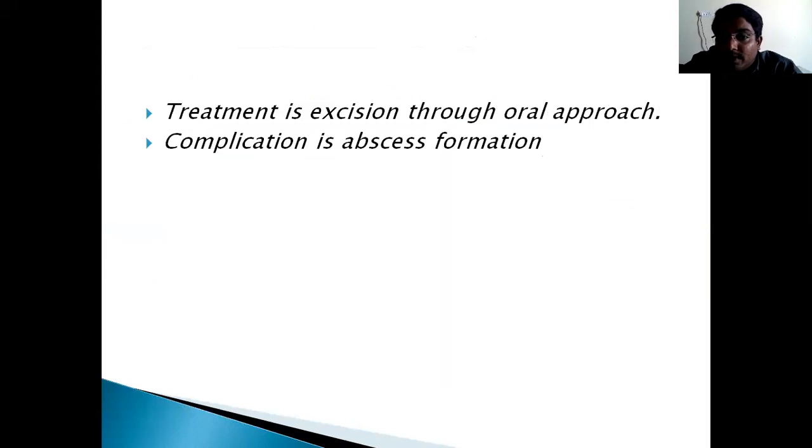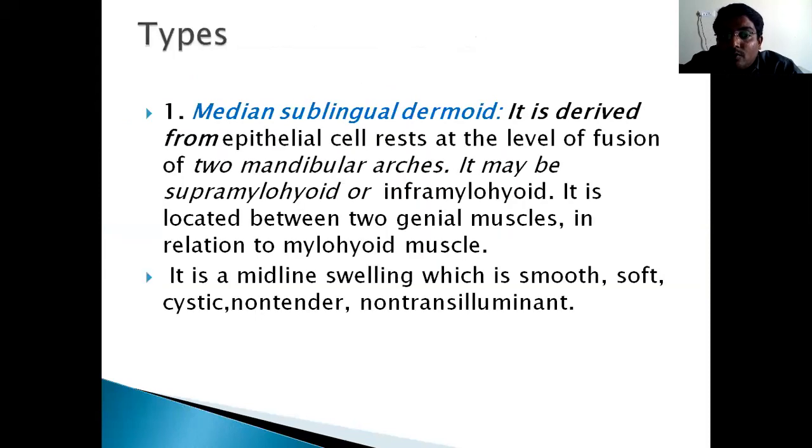It is of 2 types, median and lateral. What is median sublingual dermoid? It is derived from epithelial cell rests at the level of fusion of the 2 mandibular arches. It may be suprahyoid or inframylohyoid. It is located between the 2 genial muscles, in relation to the 2 mylohyoid muscles. It is a midline swelling, soft in consistency, smooth, non-tender, and non-transilluminant. The ranula is transilluminant, also soft and non-tender, whereas this is non-transilluminant.